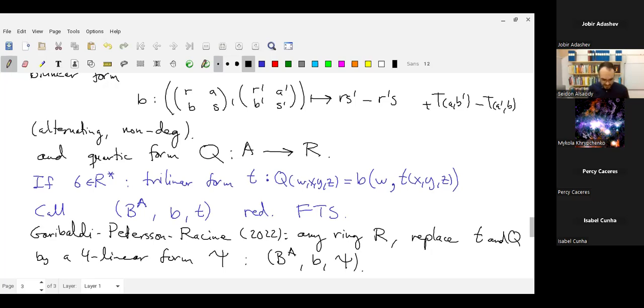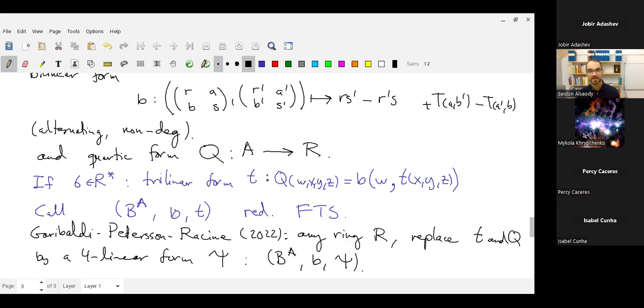And so I agree with them that this is the right way to view Freudenthal triple systems. In the case when 6 is invertible, you can get exactly this data from this psi. So this gives a way of dealing with these objects in any ring. But psi is rather complicated to define. And the nice thing about this quartic form is that it's a quartic form from A to R, not a 4-linear form from 4 copies of A to R.